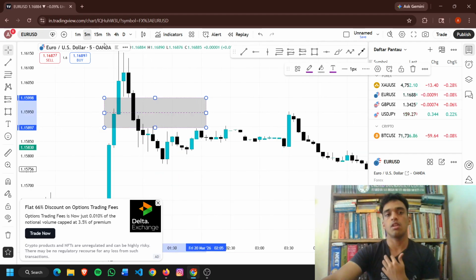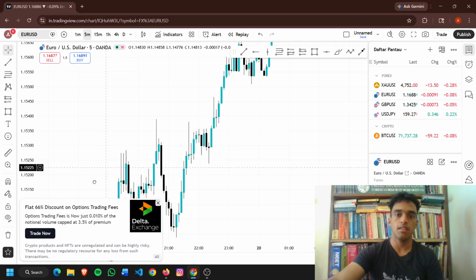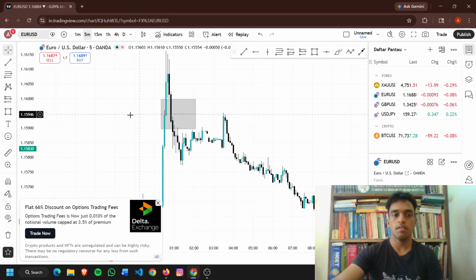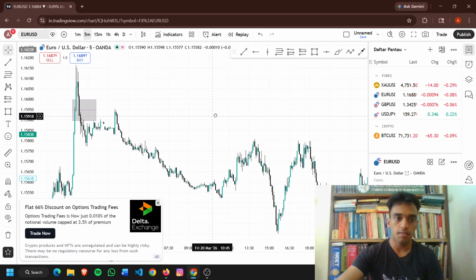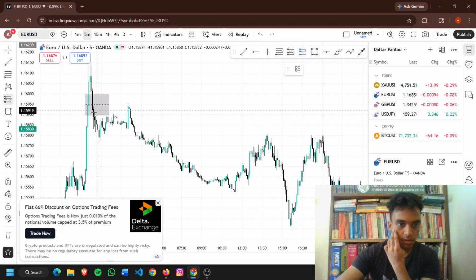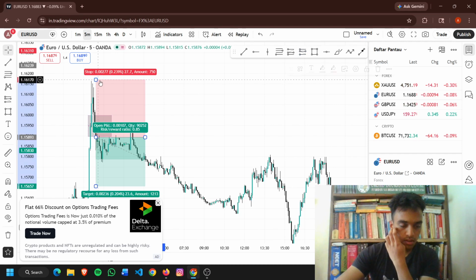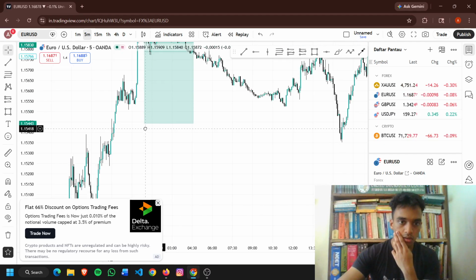This is an IFVG, right? Lower time frame IFVG, 5 minute time frame IFVG. See, and then what happened? See, you could have entered over here. After seeing it, you could have entered over here. Your stop loss will be on top of this high, and then you could have targeted this low.